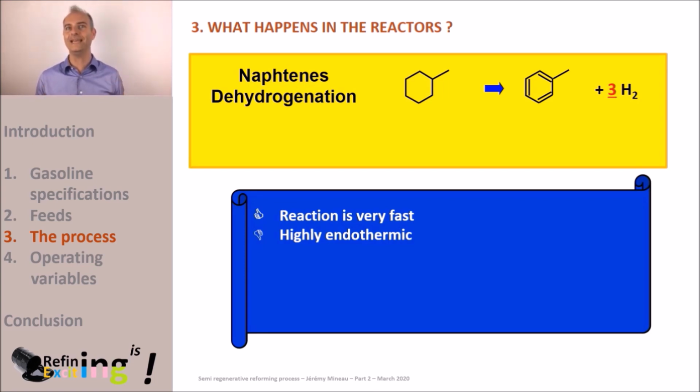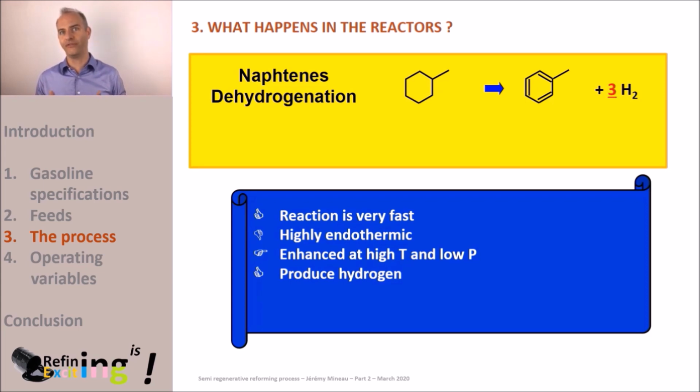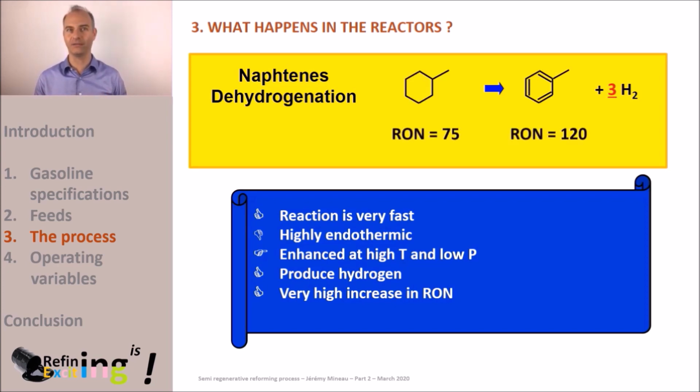This reaction is enhanced when the temperature is very high and the pressure low. It has the advantage of producing hydrogen. We will be seeing that hydrogen is used in the refinery for other applications and makes a very significant contribution to increasing the octane number. For example, when a molecule of methylcyclohexane is transformed into toluene, as shown on the screen, the RON increases from 75 to 120, which means plus 45 points.